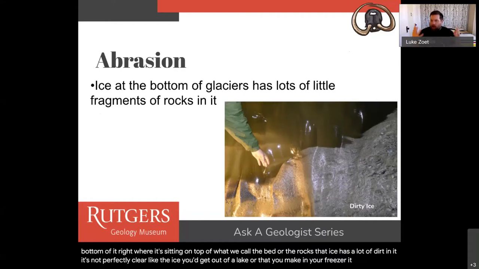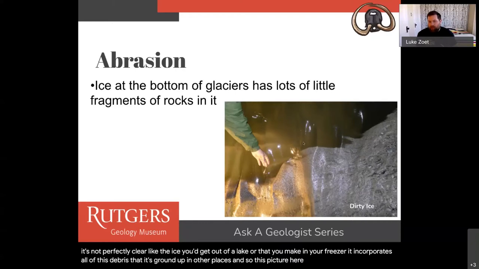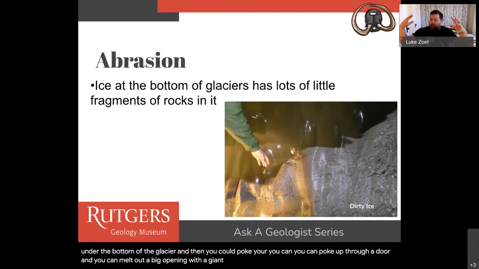And so this picture here is an example of it. This is actually a tunnel. There's a tunnel in Norway that the Norwegian government has drilled for about a mile under the bottom of a glacier. And then you can poke up through a door and melt out a big opening with a giant hose and look at the bottom of the glacier. You can actually be underneath the glacier. And that's where I took this picture.